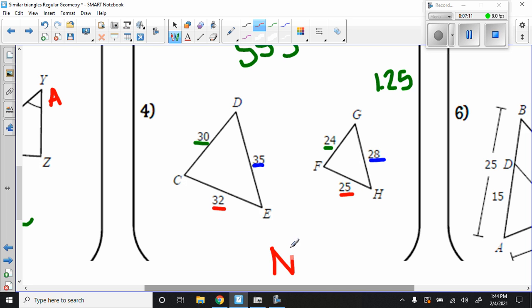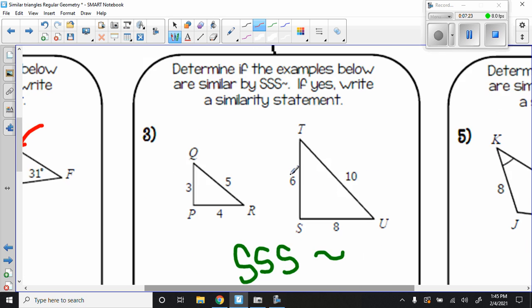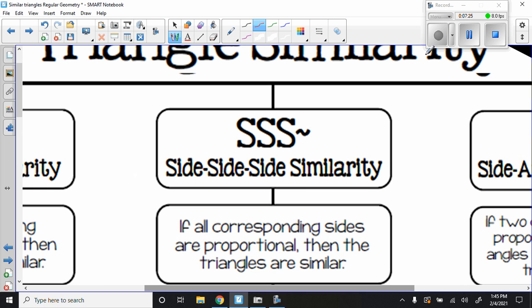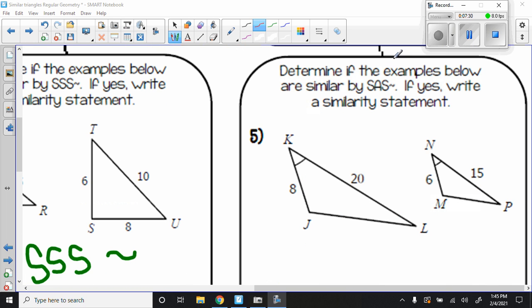This is a no. They are not similar. The scale factor is not the same. Does anybody have questions with SSS similarity? Side angle side. Now look at the picture, guys.